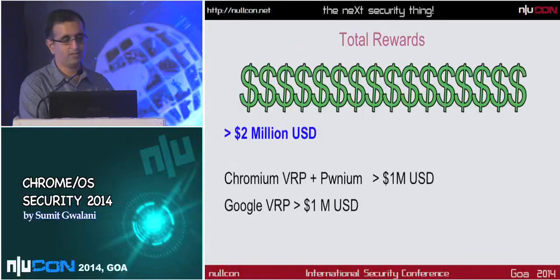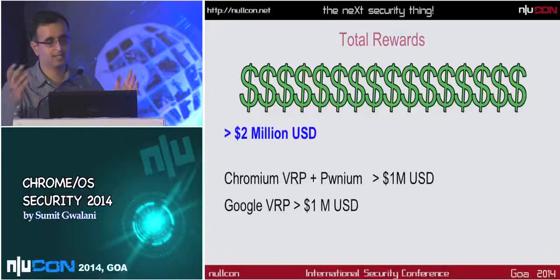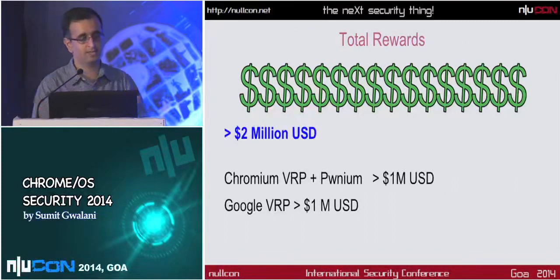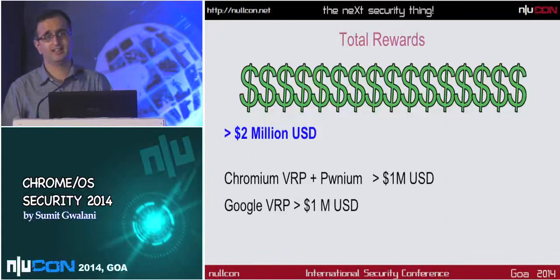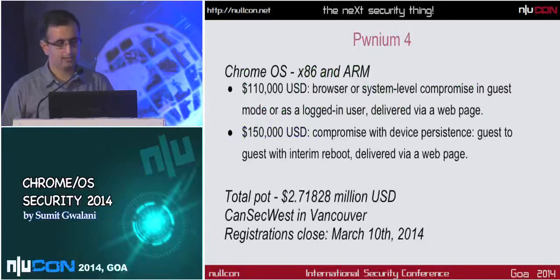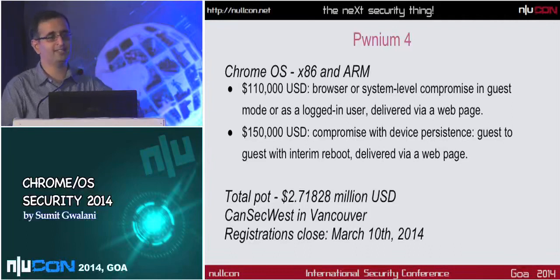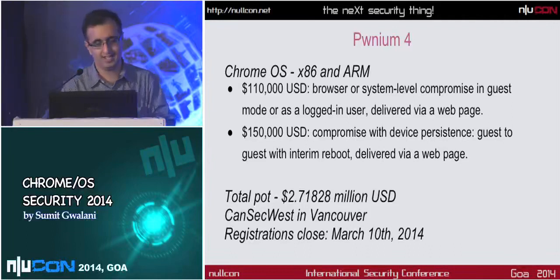As an announcement, we have already given out $2 million in our VRPs. The prize money used to be 1K for the biggest bug. Now it's up to 5K or so. And for those who are not familiar with Pwnium, it's a contest where we put big money up at a conference. Last year we put up $3.14 million for Chrome OS. This year we're again putting up $2.7 million. Last time was pi million, this time is e million.